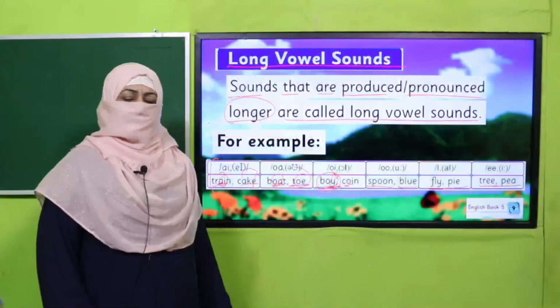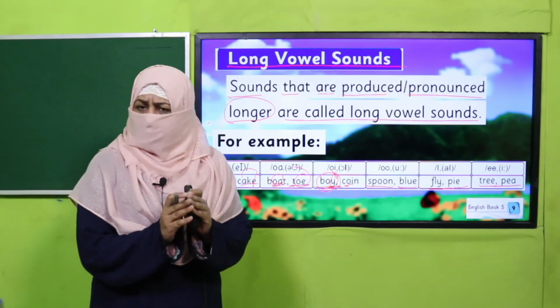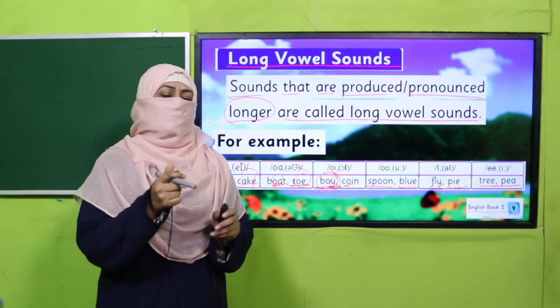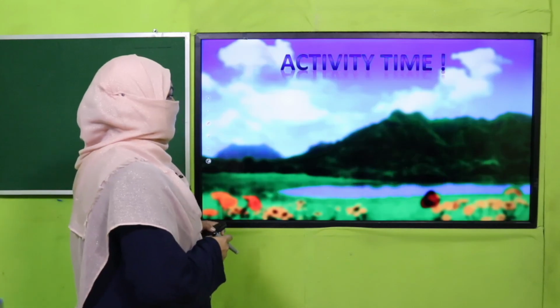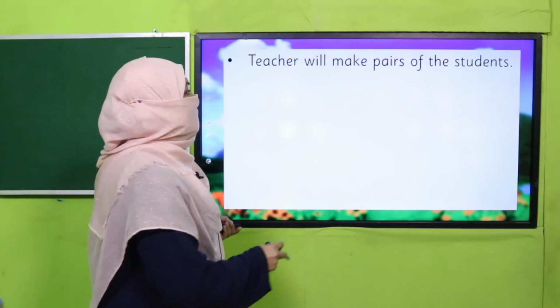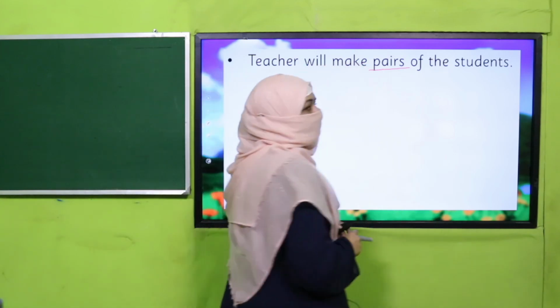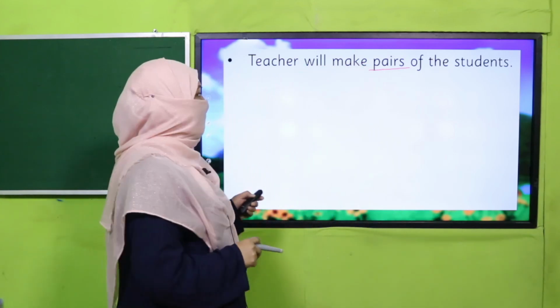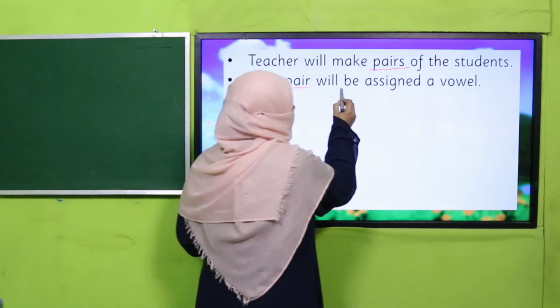All right. So are you done with it? Are you clear with the concept? Good job. It's our activity time now. What you are going to do? Teacher will make pairs of students. Okay. So each pair will be assigned a vowel.